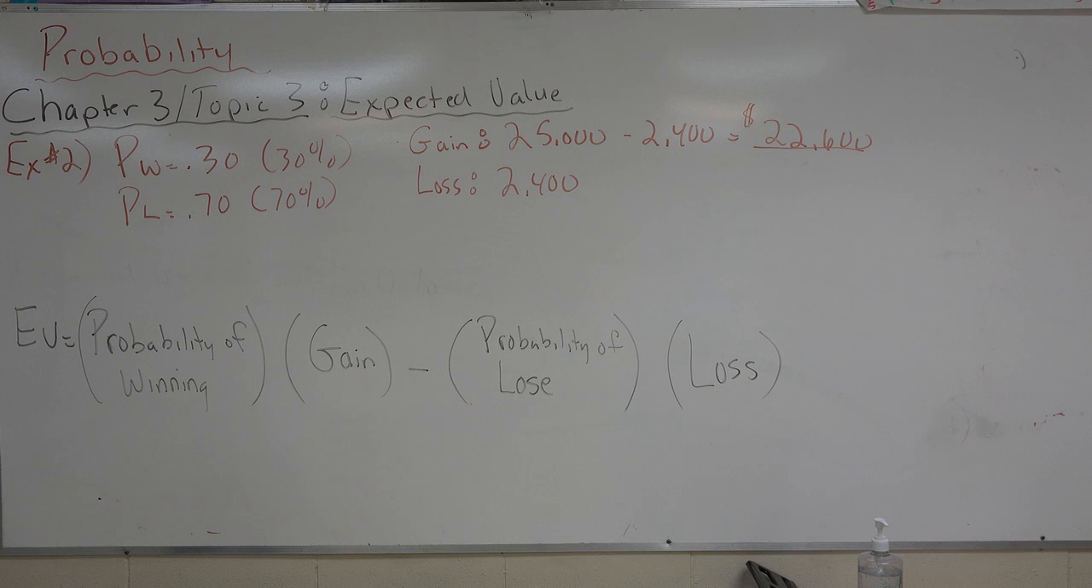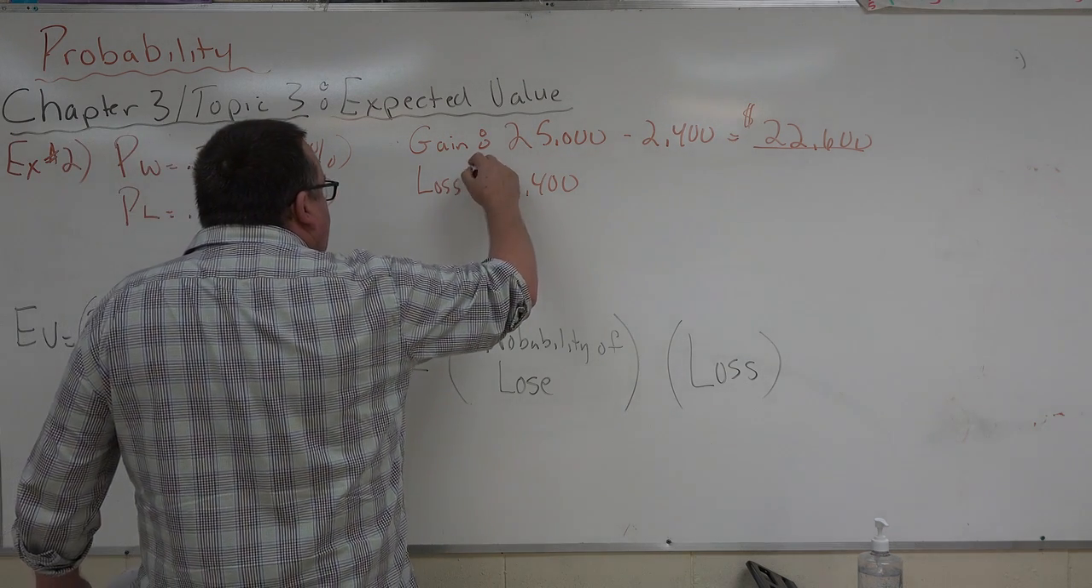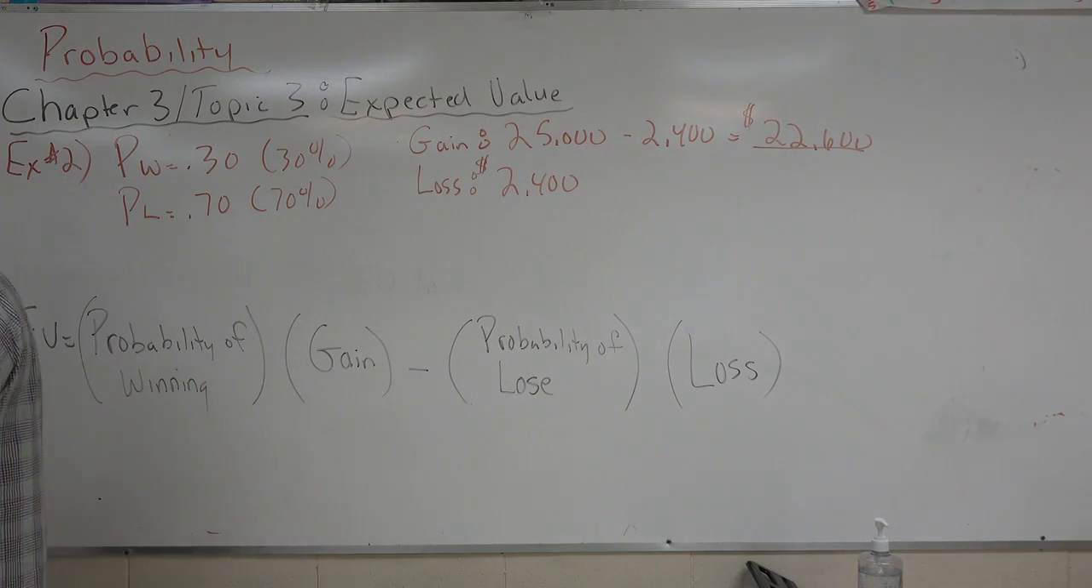Now, if they don't get the contract and they've still submitted a proposal, it will have cost them $2,400 to do that. They will be out a loss of $2,400 if their bid isn't successful. So, what do we do now? Well, we have everything we need.